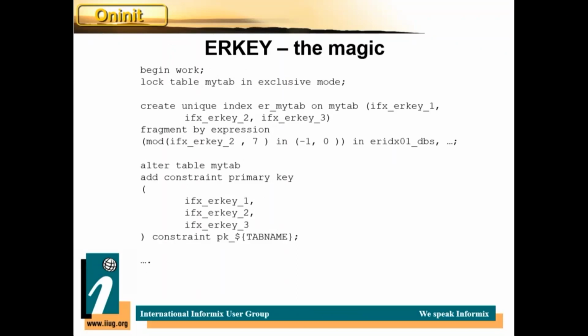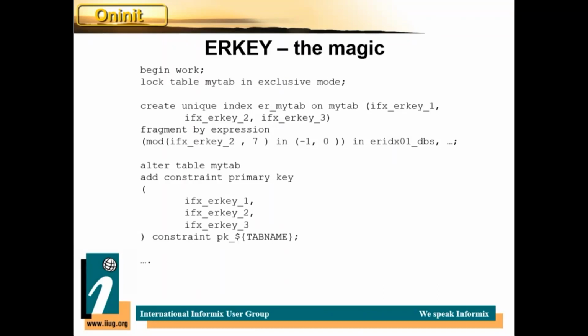We could do it as an online index, but I've tended to do it like this. At this point, because it's a large table, we're going to fragment the index by expression across X number, probably 7 here, 8 dbspaces. And then we are going to add the primary key.